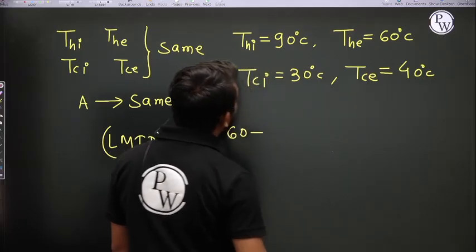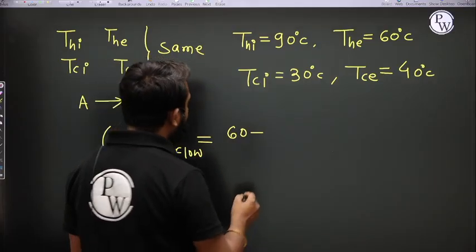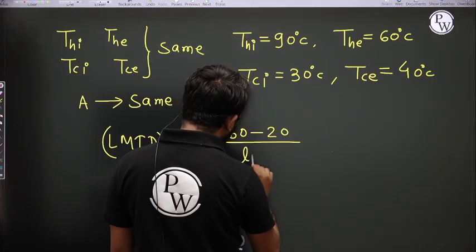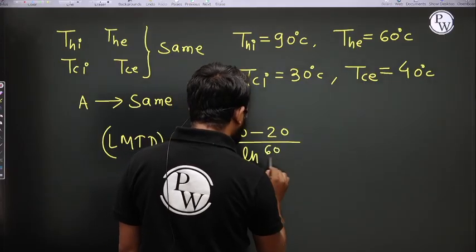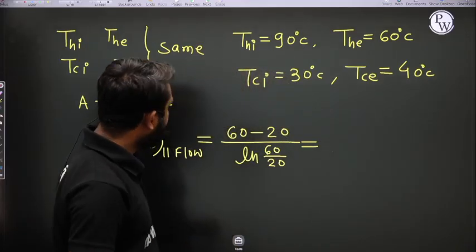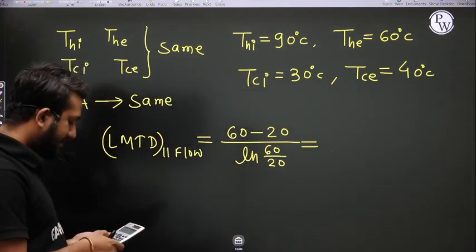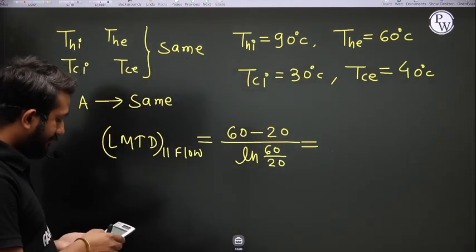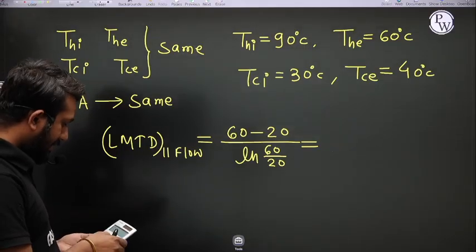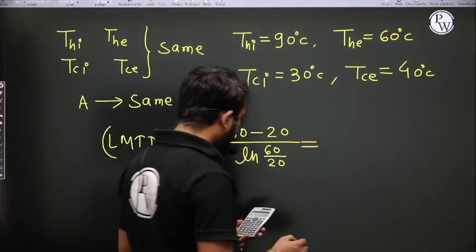Right, theta 1. And what is theta 2? That is THE minus TCE, so that is 20. So that is 60 minus 20 divided by natural log 60 by 20. So from here you can calculate the LMTD. What is the LMTD you are getting? That is 60 minus 20 over ln 60 by 20, so this is 36.41.